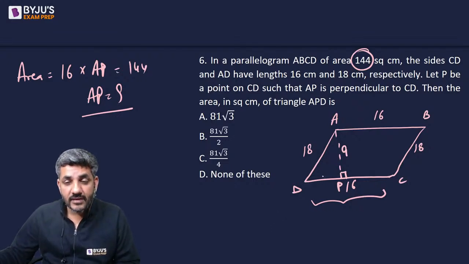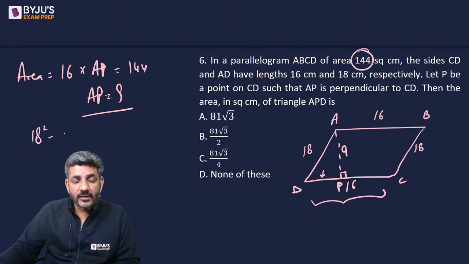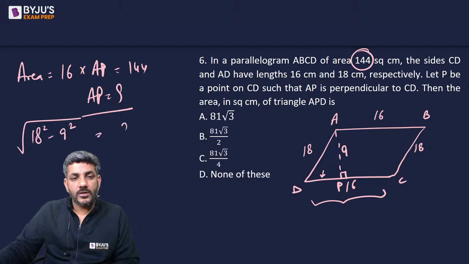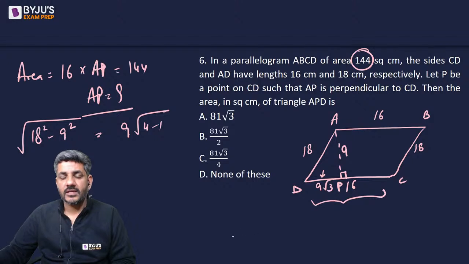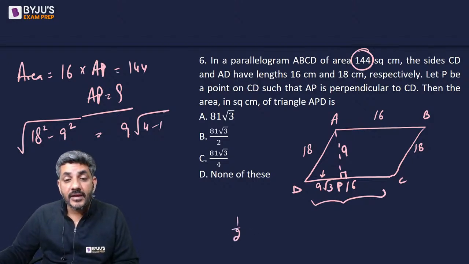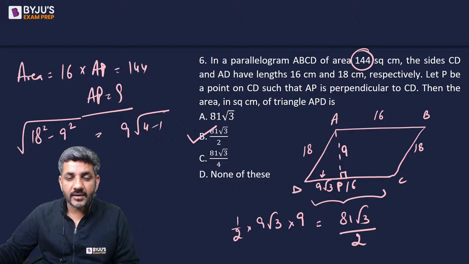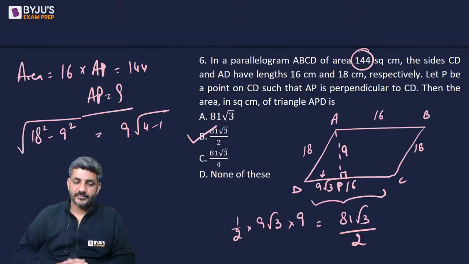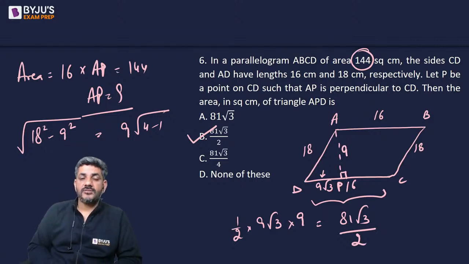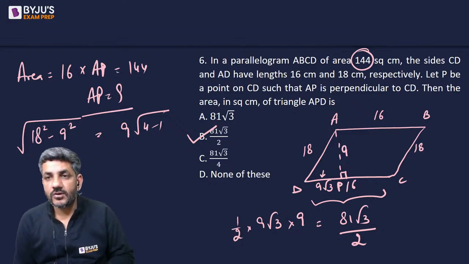And if AP is equal to 9, we can get DP as well. By Pythagoras theorem, it will be the square root of 18 square minus 9 square. So 9 will come outside, and I would have 4 minus 1. So it is 9 root 3. And what is the area of triangle APD? It is half of base into perpendicular. So my answer is 81 root 3 divided by 2. B option is the correct answer for this question. The right answer is option B, that is 81 root 3 divided by 2. That is the correct answer for question number 6.